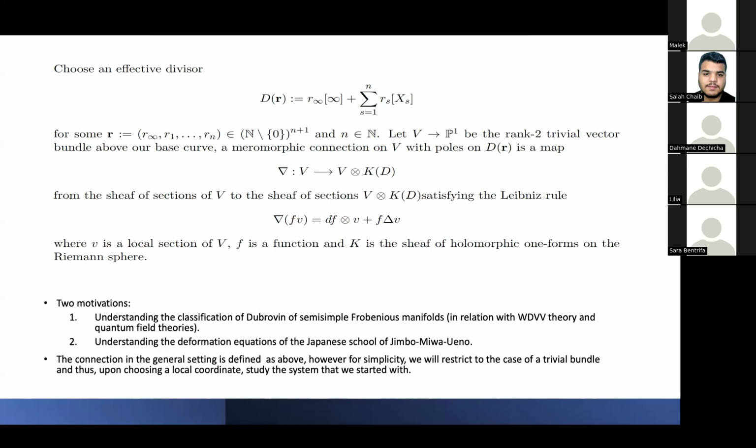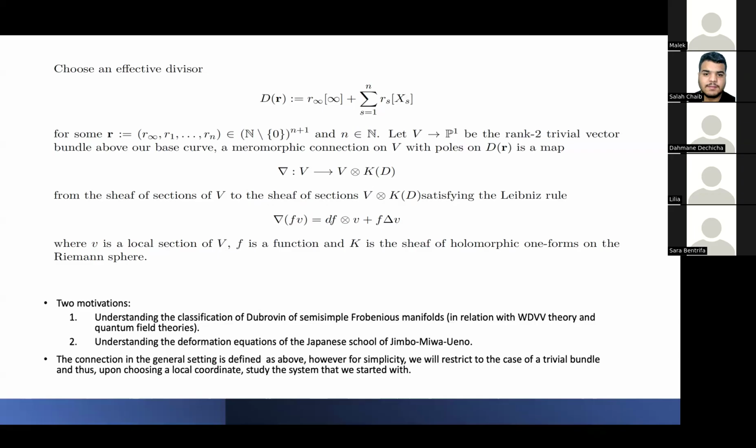And the motivation behind considering this simpler case of the above definition is just to understand two things. First of all, the classification of semi-simple Frobenius manifolds done by Dubrovin, and then to understand the isomonodromic deformations of the equations of the Japanese school of Jimbo, Miwa, and Ueno. So this is the story behind.